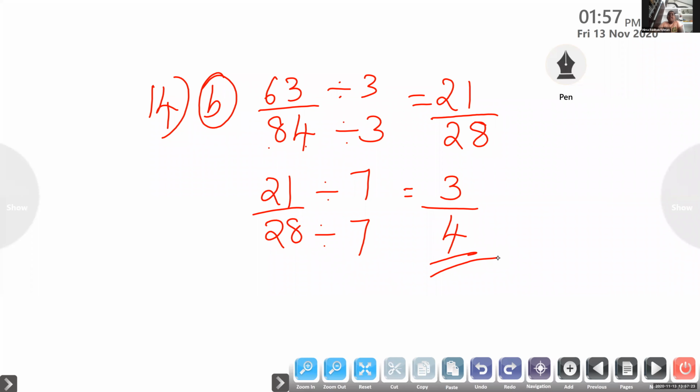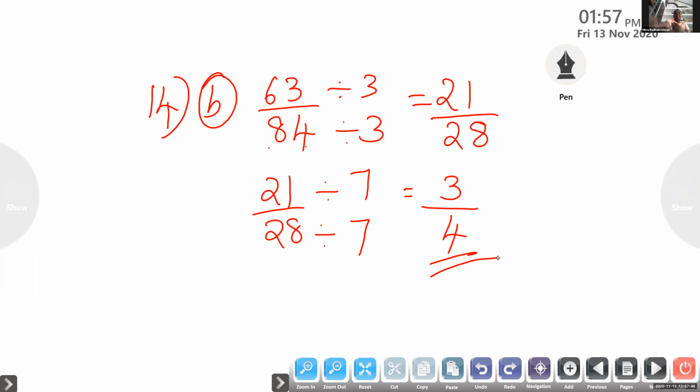Do you want to see the board again? Ma'am, 21 by 27, it can be divided by 3, right? It's not 27, it is 28. So 21 divided by 28 means we can divide only by 7. 7 3s are 21, 7 4s are 28.